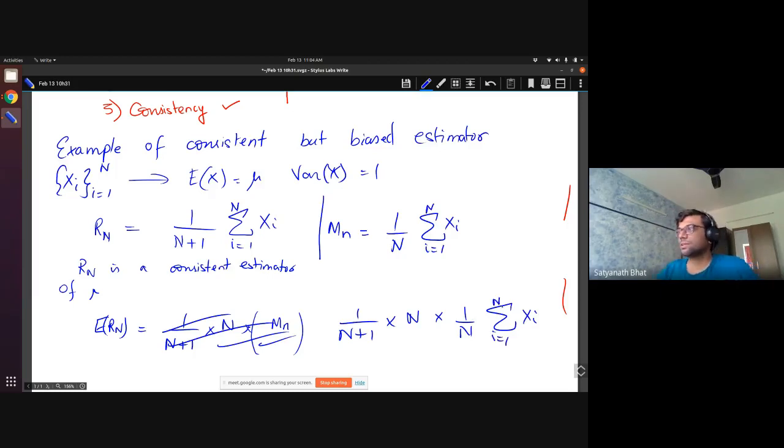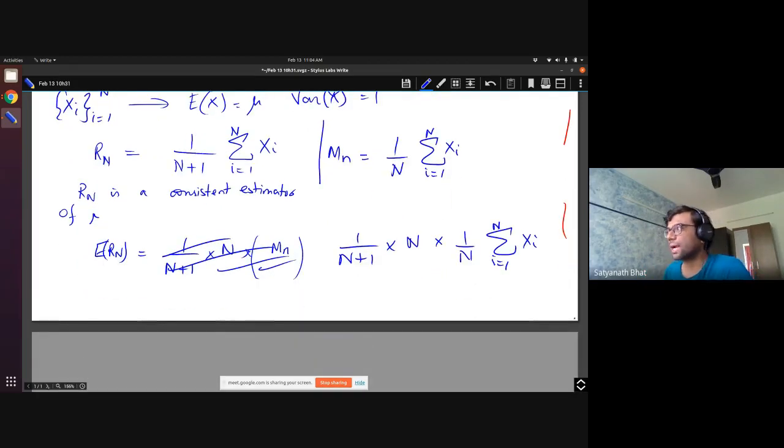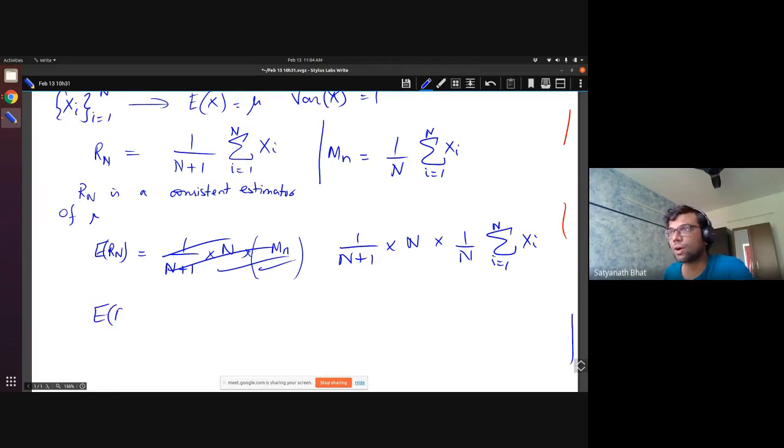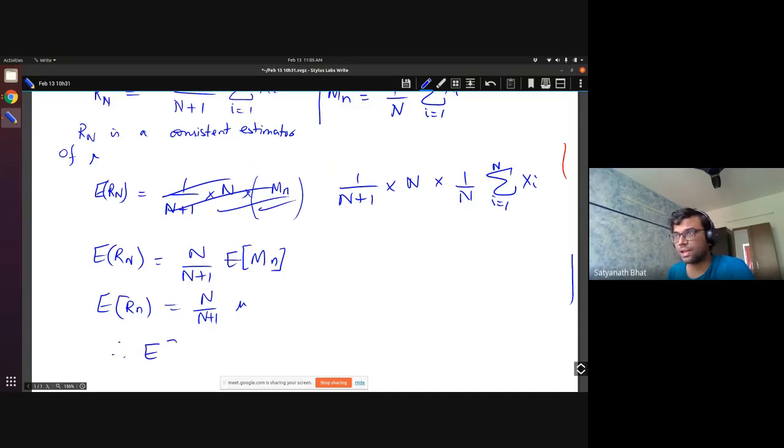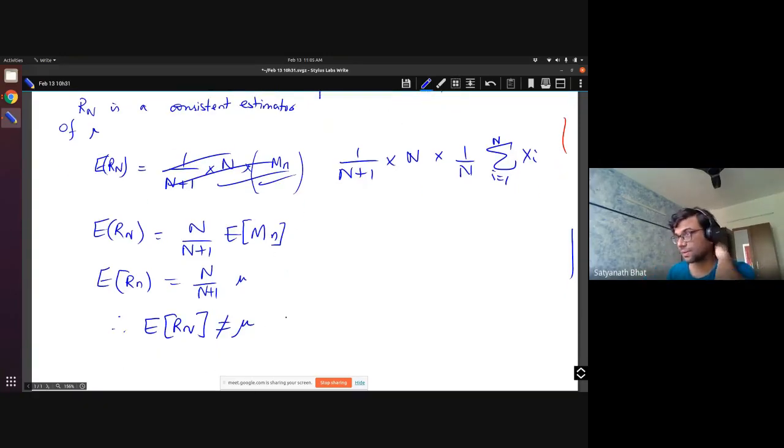Now when you write it like this, the expected value of Rn is equal to this whole thing, which becomes n over n plus 1 times the expected value of mn. So the expected value of Rn is equal to n over n plus 1 times mu. This we saw. Therefore, the expected value of Rn is not equal to mu. Hence, Rn is not unbiased.